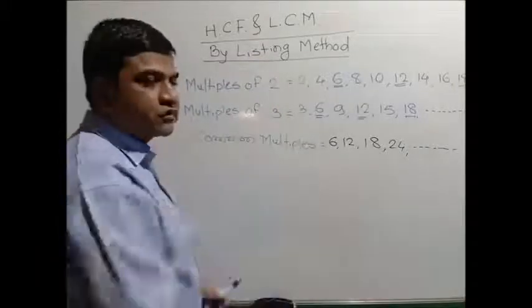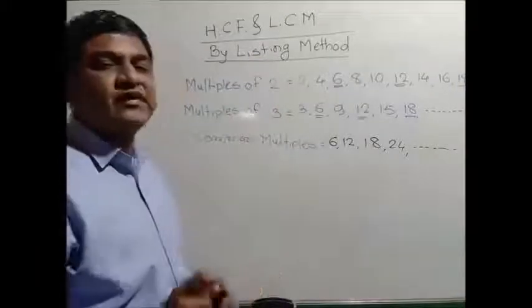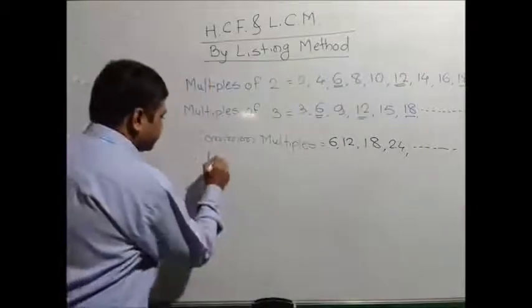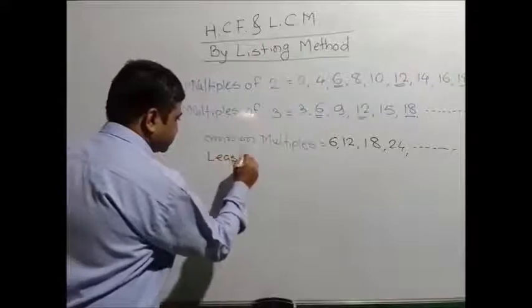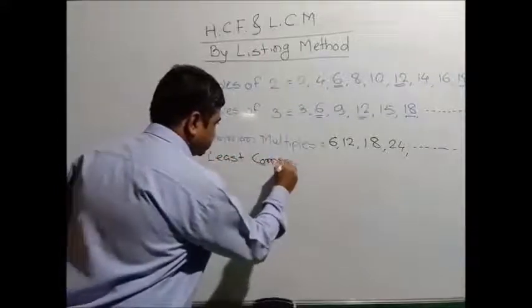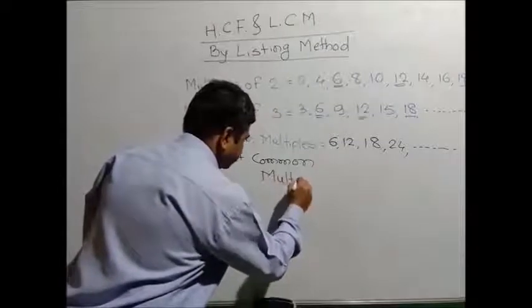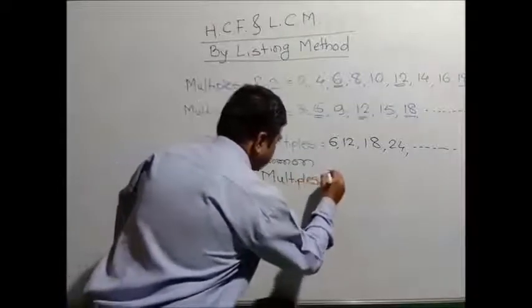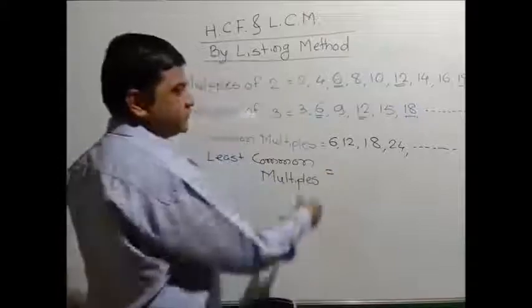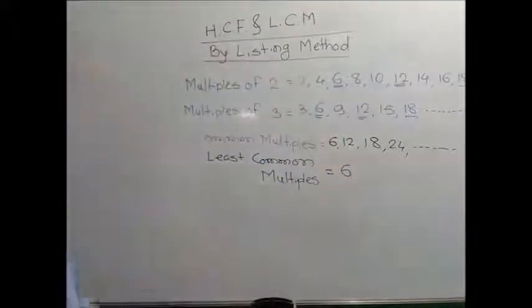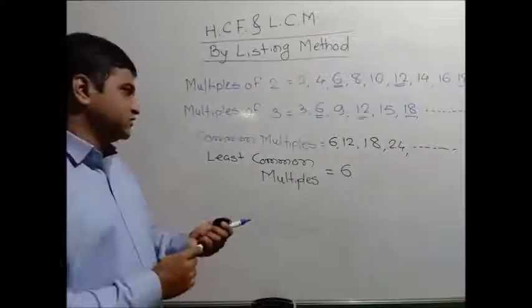We are now talking about the common multiples, and if I said find out which is the smallest multiple of these numbers, or I will write down the least common multiple of these numbers. The least common multiple of these numbers will be 6.